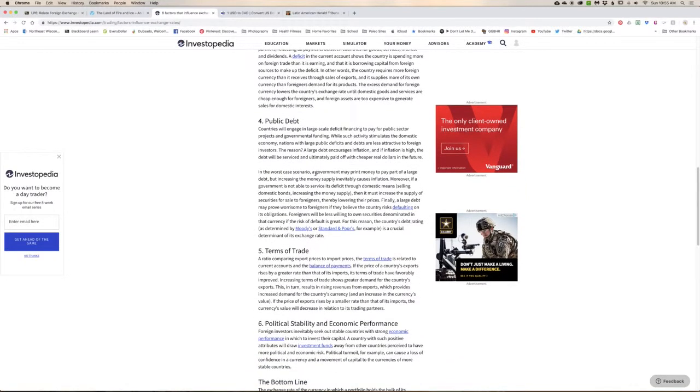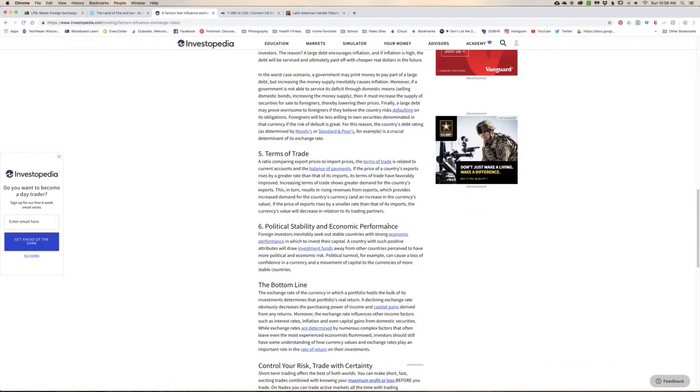Another issue for this is public debt. So countries that are engaging in large-scale deficit financing to pay for public sector projects and government funding will definitely impact the value of your currency. So you become less attractive if you borrow more money to other people. So the higher your public debt is, the less likely people will purchase your currency.